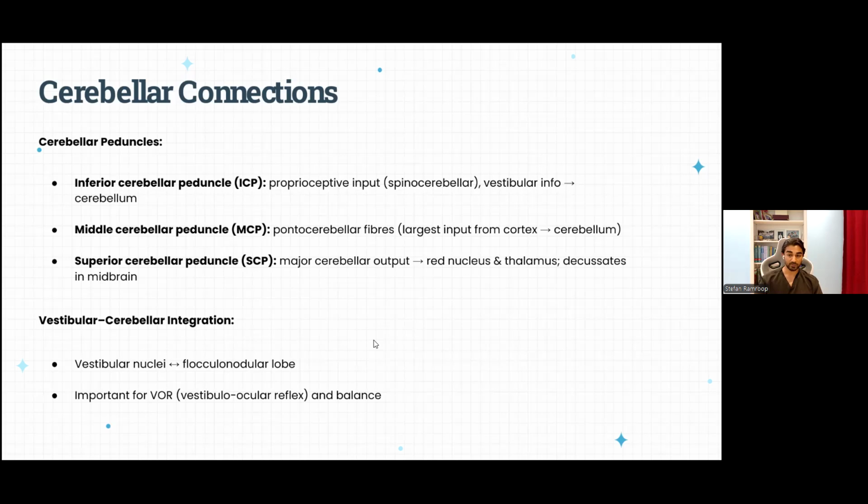The middle cerebellar peduncle is the largest, and that carries fibers from the pontine nuclei. These fibers originate from the cortical inputs, they cross the midline in the pons, and then enter the cerebellum as pontocerebellar fibers.